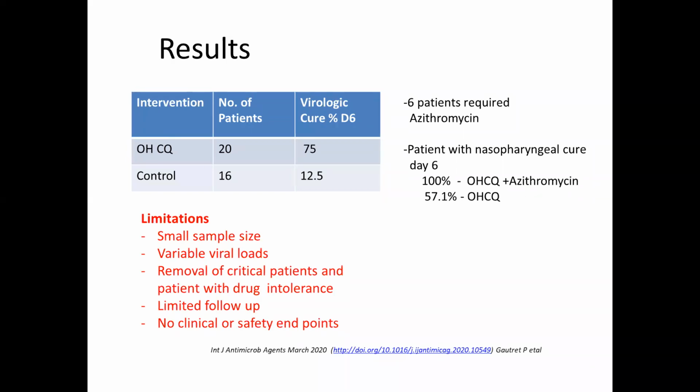But there are limitations to this. One, it is an observational study. Two, it's a very small sample size. Three, at the point of entry, the patients had variable viral load. And then in this study, they removed the 6 patients who were critically ill and were not included in the analysis. And there was limited follow-up, and there were no clinical safety endpoints.